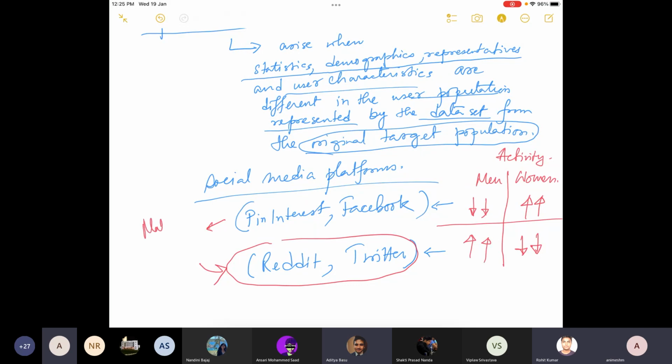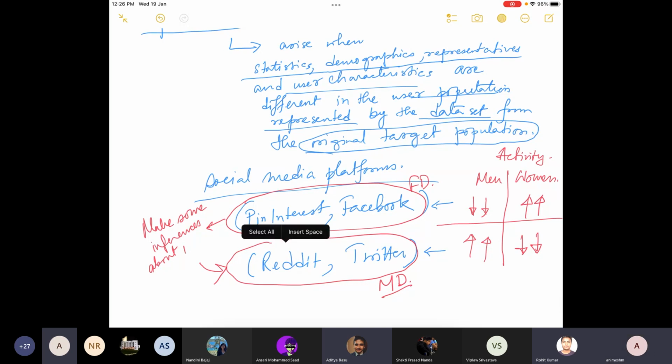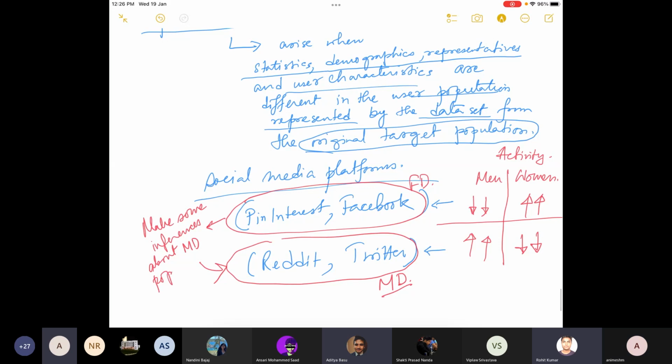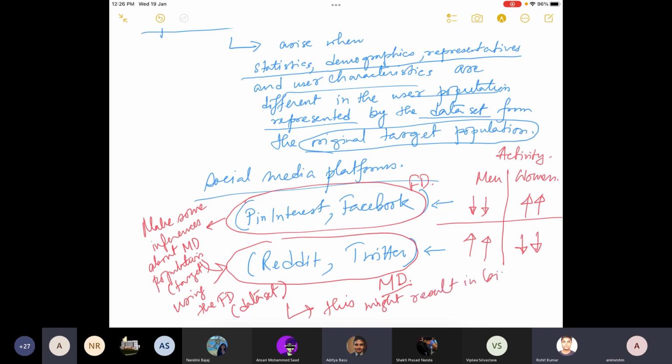Suppose you want to make some inferences about, let me call this male dominated, and let me call this female dominated. If you want to make some inferences about the male dominated population, so this is your target population, using the female dominated population, so this is your data set, then this might result in biases. Okay, so this is about the population bias.